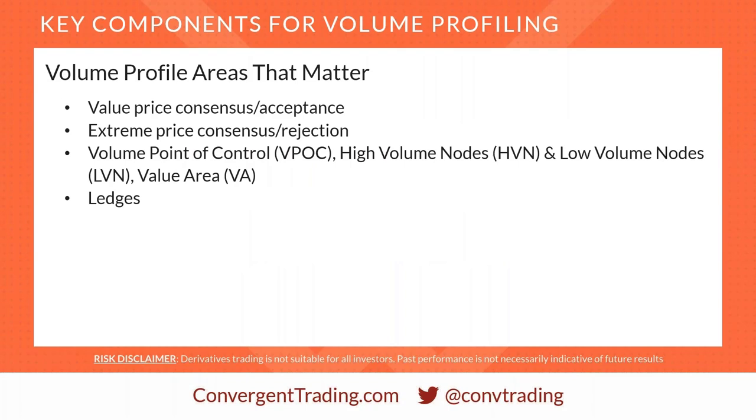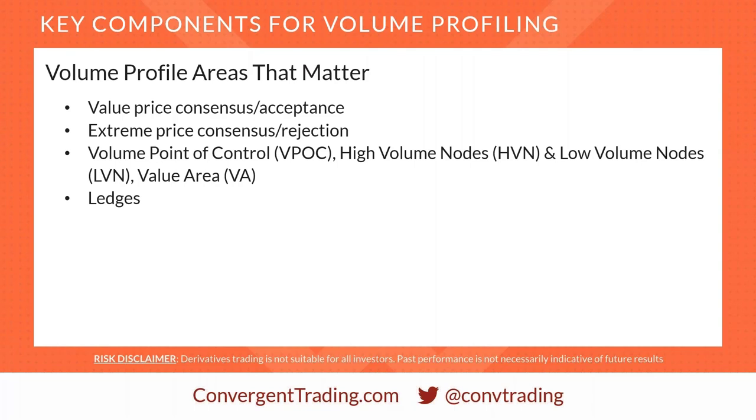So let's move on. Volume profile areas that matter. What matters? Where's the value price? Where's the consensus? Where's the acceptance? Where are prices being rejected? These are taper areas. These are low volume nodes. What is the most accepted price? The volume point of control. Where is the bulk of the volume being traded? These are high volume nodes. These are also accepted areas. High volume nodes and the volume point of control, two different things.